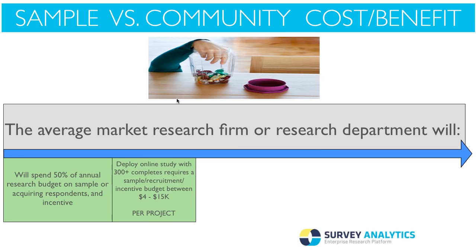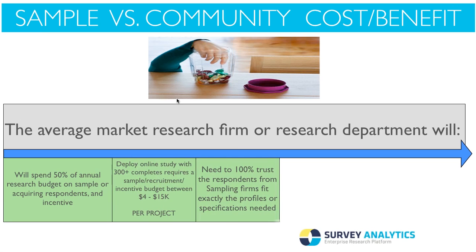When you do deploy a survey online with about 300 or more completes, it requires a sample or recruitment and also an incentive budget, which I've seen is between $4,000 to $15,000 per project. So if you're running 10 projects a year, you can imagine how much money you're spending on just sample and incentives alone.